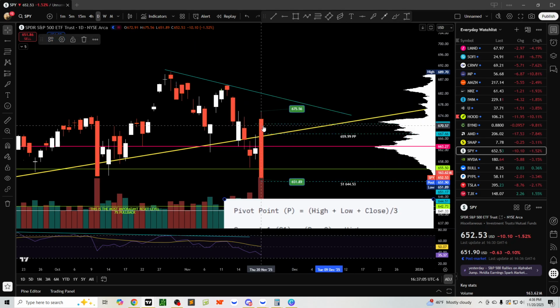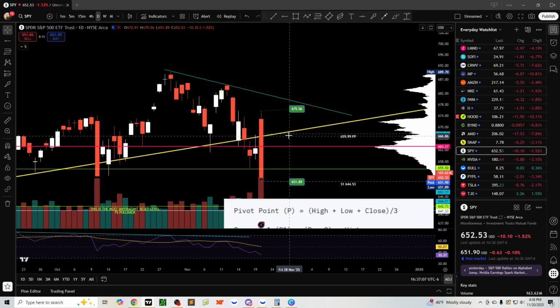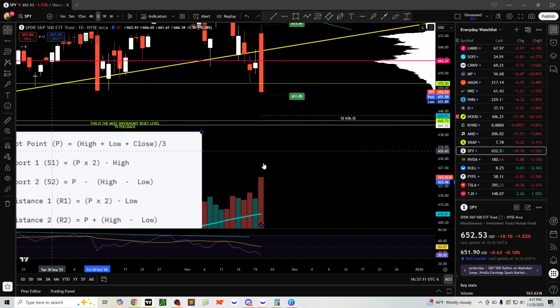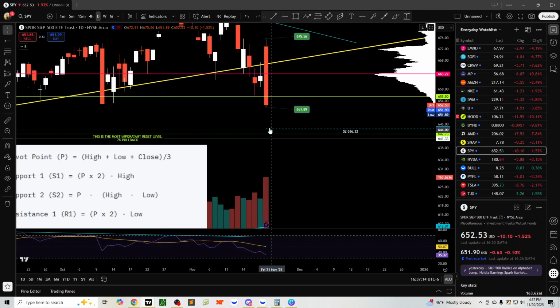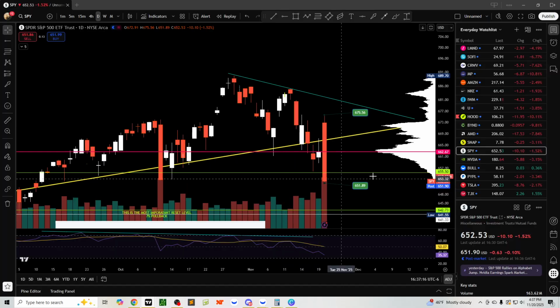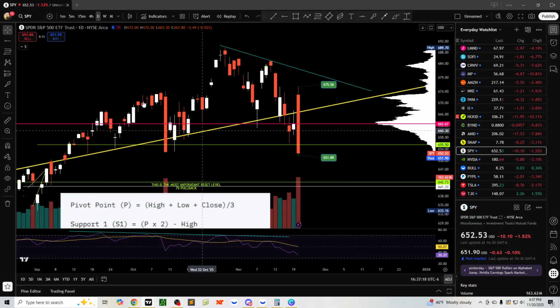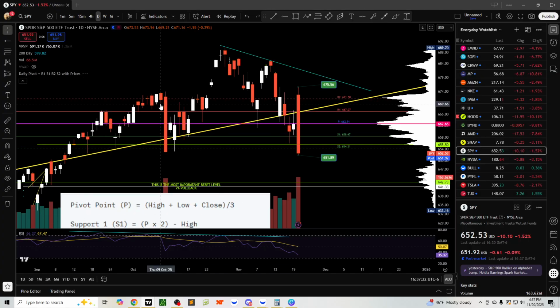That's the formulas. I'm deleting all these because I'm going to show you the indicator, and then we're going to do weeklies and monthlies because those matter as well. All right, so the indicator I like that seems to be pretty spot on and gives it correct is this one right here.